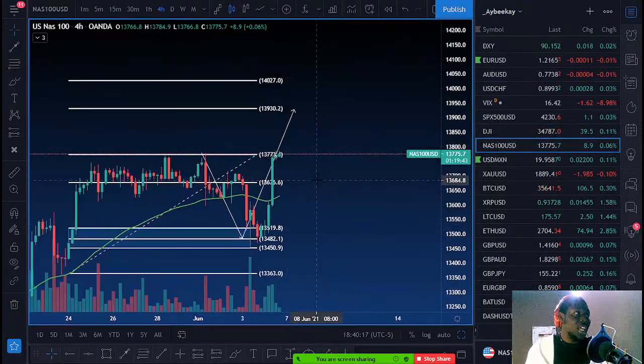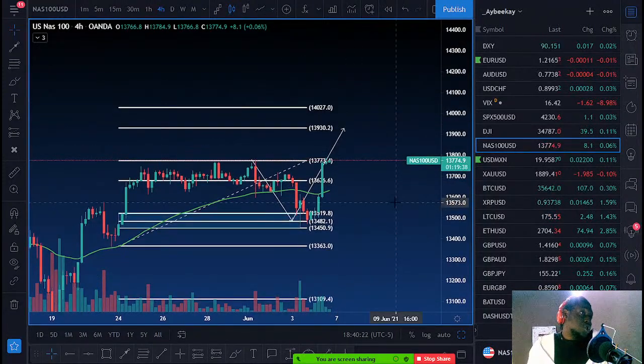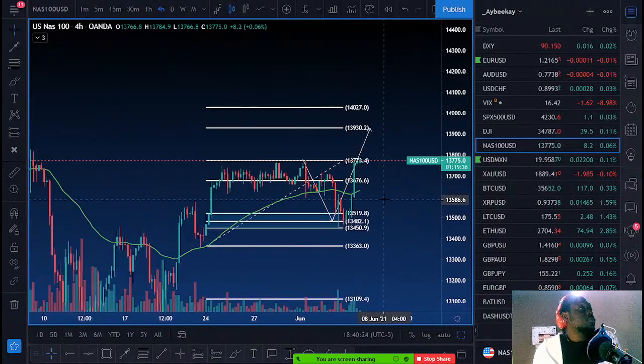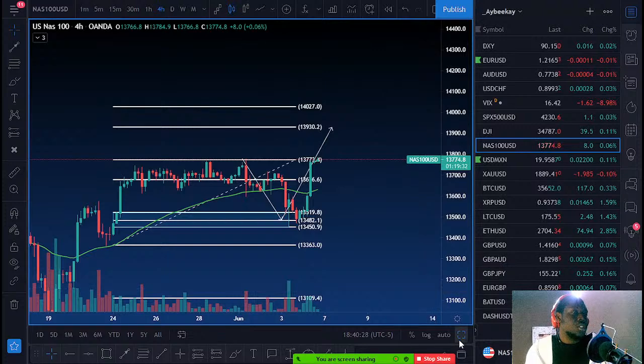This looks like it's gonna break through these highs. So if you want, you could try it. That's up to you. But the only reason I'm not looking at arbitrage is because it's completely bullish.